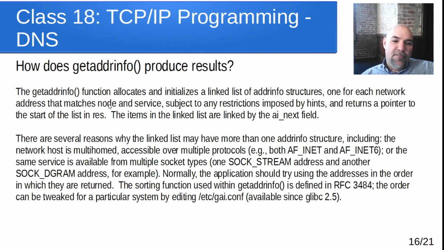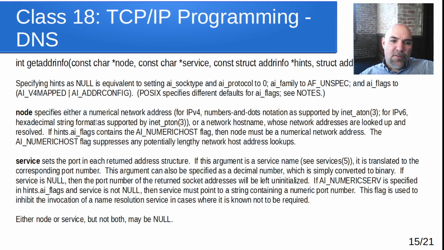The getaddrinfo function allocates and initializes a linked list of addrinfo structures, one for each network address that matches node and service. And it says that's also subject to any restrictions imposed by hints. It also returns a pointer to the start of the list in results. And notice that what gets returned is the beginning of this list.